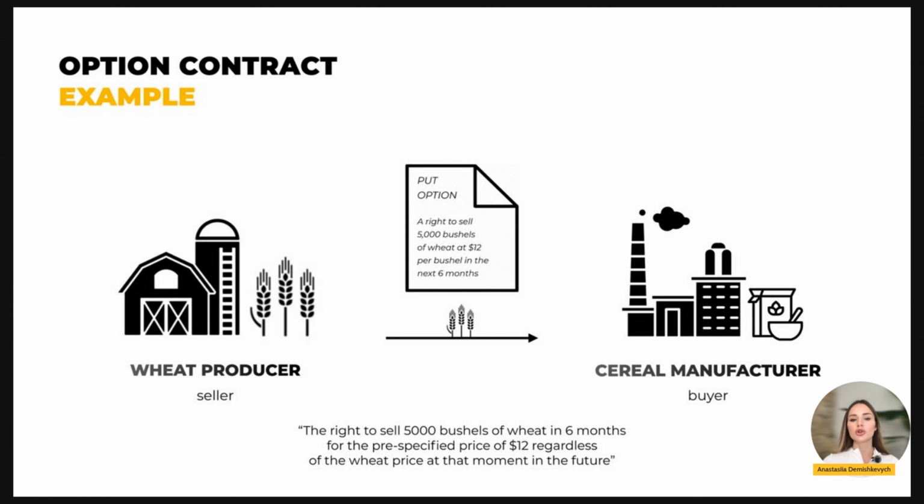Let's say that you are a wheat producer again and you think that prices of wheat might go down in the future. You might want to protect yourself against the possibility that wheat prices will fall, and in this case, you could buy a put option, in other words, a right to sell wheat at the pre-specified price within the next 6 months. Therefore, if during this time the price of wheat drops to $10 per bushel, you can still sell your wheat for $12 per bushel because of your option.